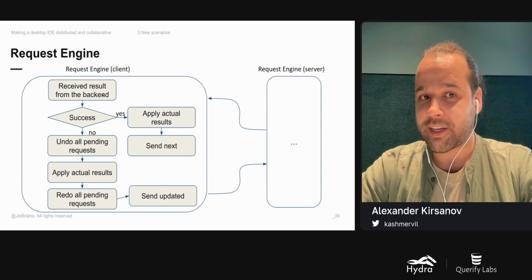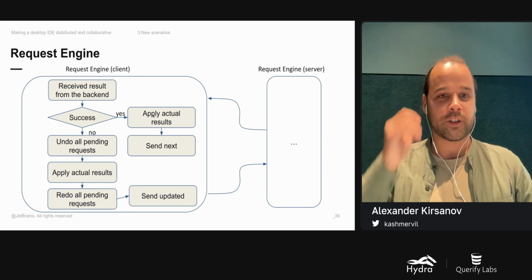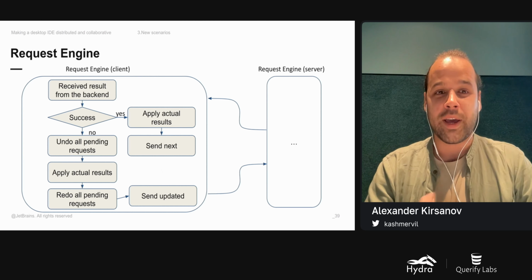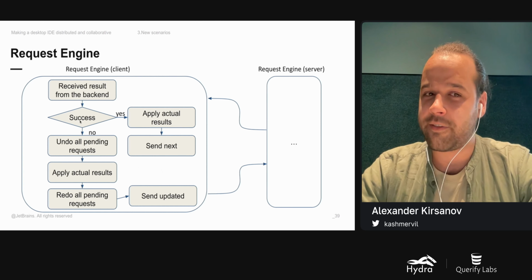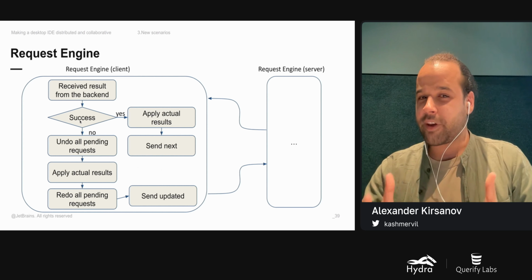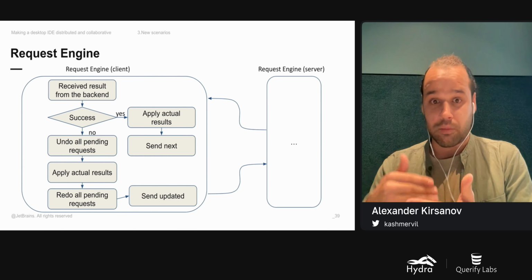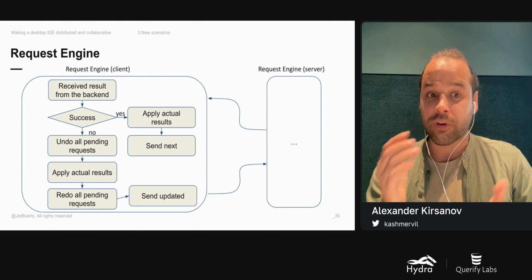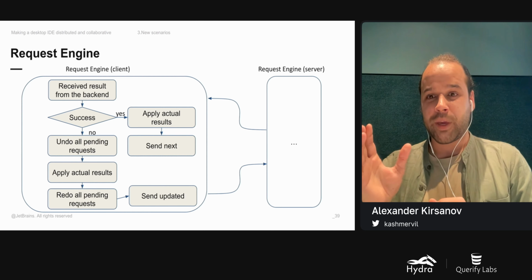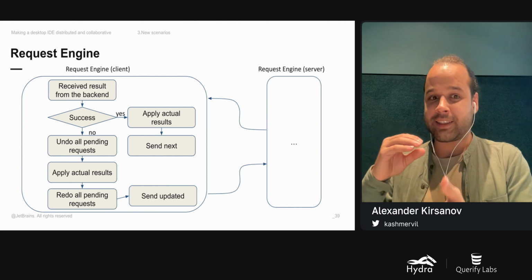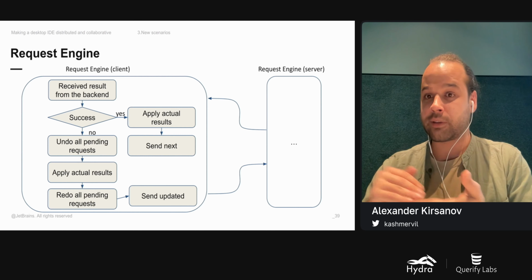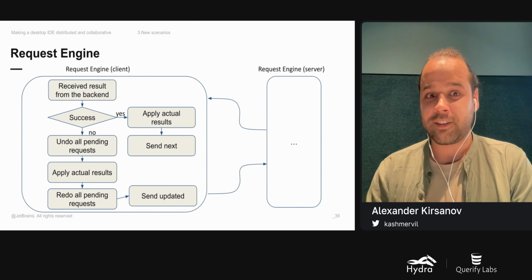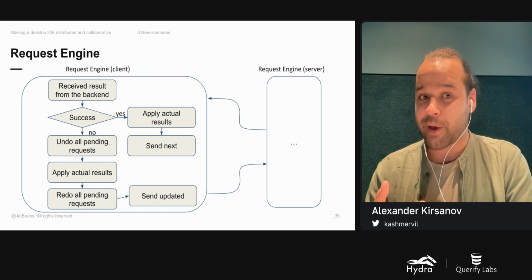So from the client side, this request engine is also a bit more complex than we saw on the very first slide. So it receives the result from the backend and sees if it was a success. If it is, it means that we can apply our results and send the next one up in the queue. And if it was a rejection, what it means is that because we have the single flow of the changes, basically the server has changed. But to get that, we had to receive some actual changes from the server.